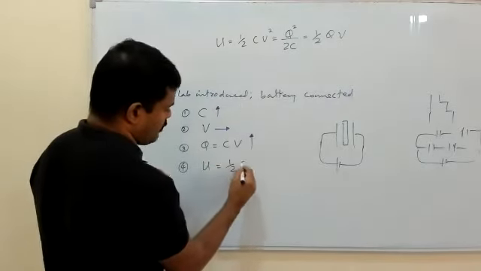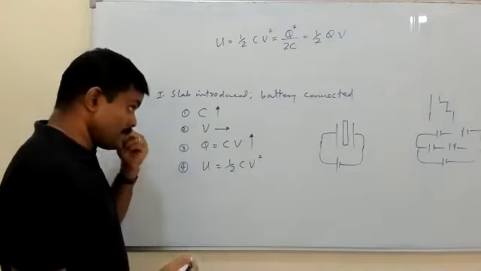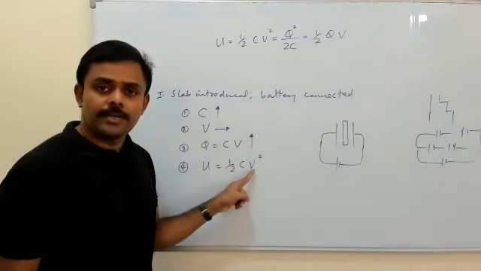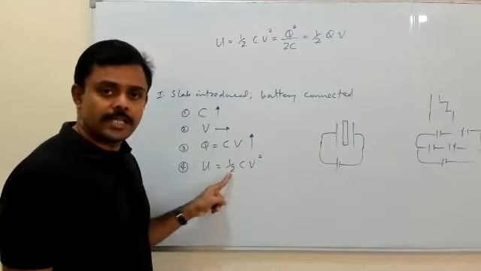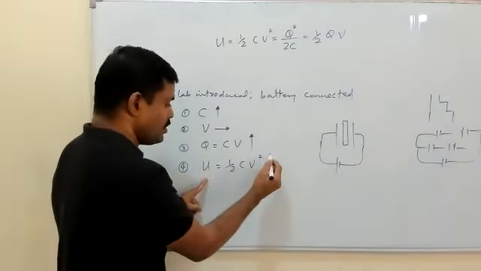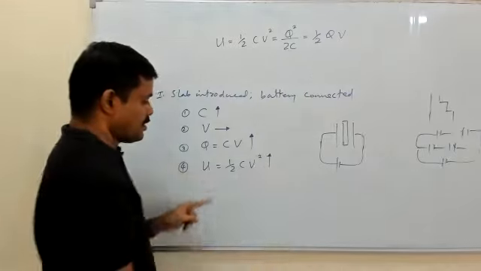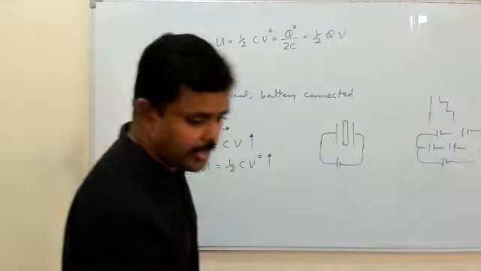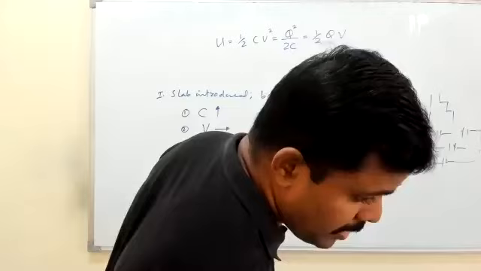Okay. Half CV square. Tell me what's happening to this. V is a constant here. Half is a constant here. What's happening to C? C is increasing. So energy also increases. Right. So that is how I write it. Did you understand this? Okay.